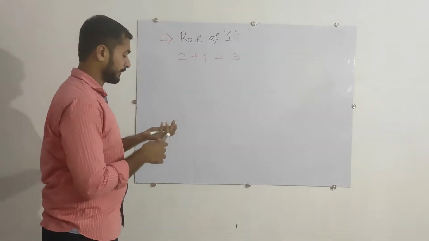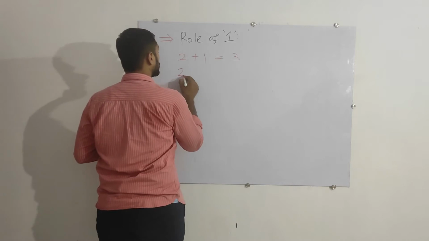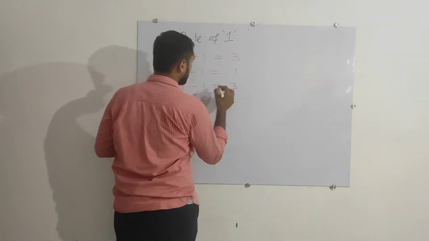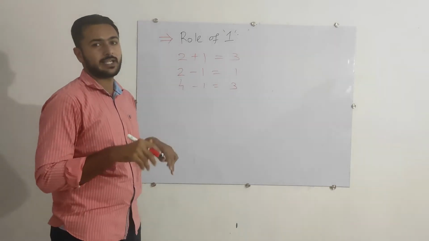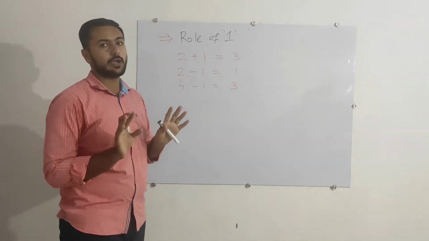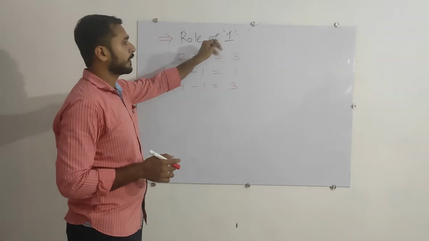Now let's see subtraction. If I do 2 minus 1, that will be 1. 4 minus 1, that will be 3. It means in subtraction also I am not getting the same number. So for addition and subtraction, there is nothing special about 1.